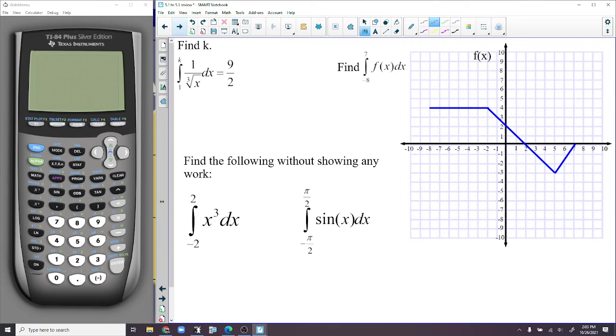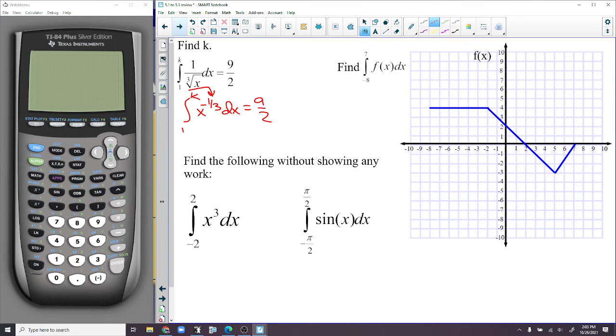On the first one, find k. This says we're not finding the area under the curve. We're finding what we integrate to over this function to get the area to be 9 halves. Where should we stop? So here's what I would do. We're going to integrate from 1 to k of x to the negative 1/3, and we want that to be 9 halves. You okay with changing that to that? Everybody good there? Yeah.